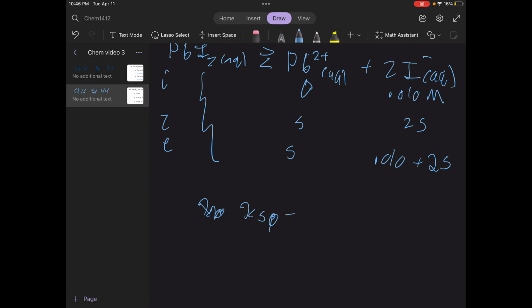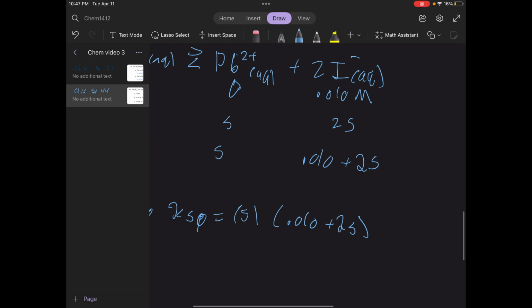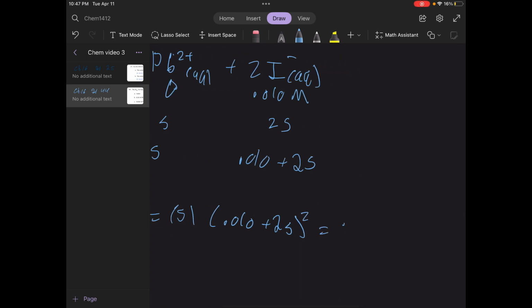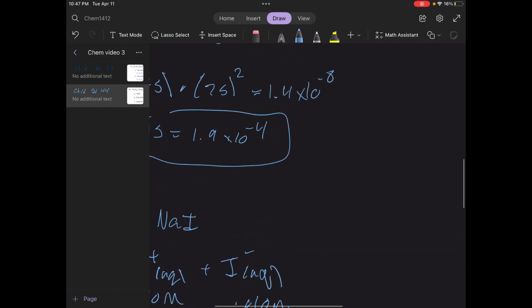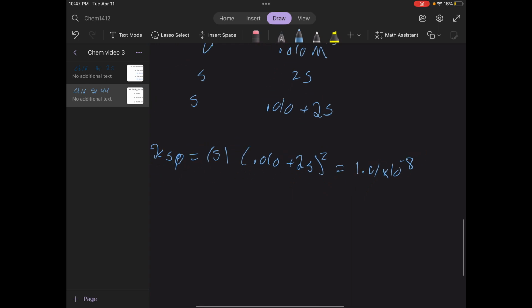Ksp is going to be equal to S times 0.010 plus 2S squared is equal to our 1.4 times 10 to the negative 8. And once we plug this into our calculator, we should get the value of our solubility is equal to 1.4 times 10 to the negative 6.